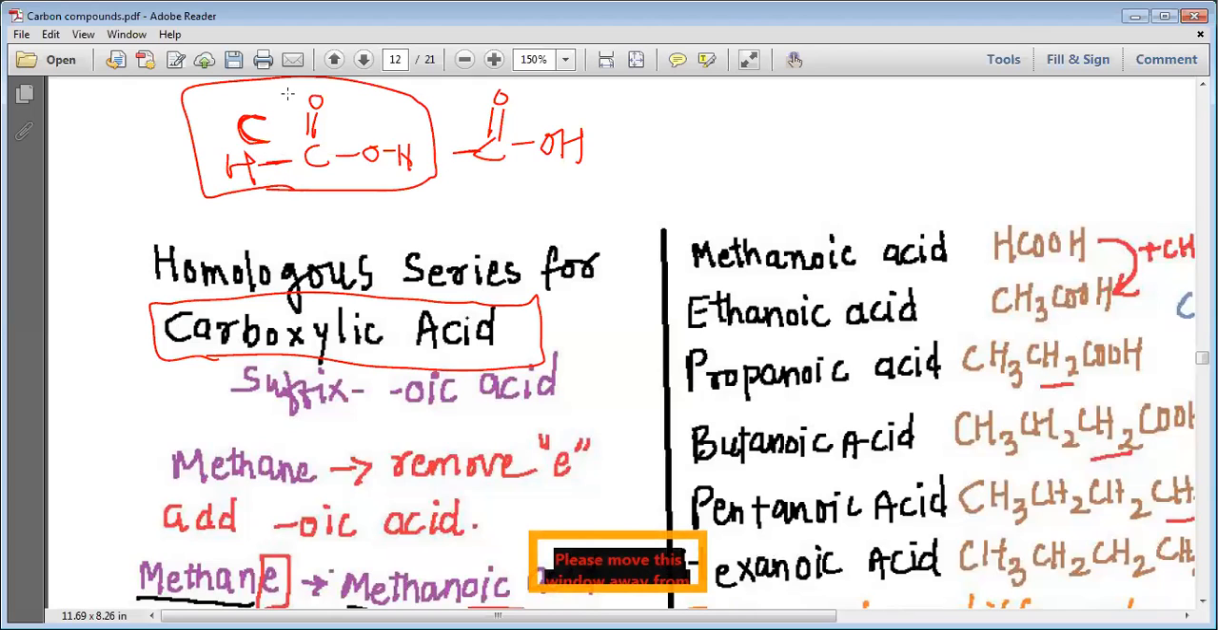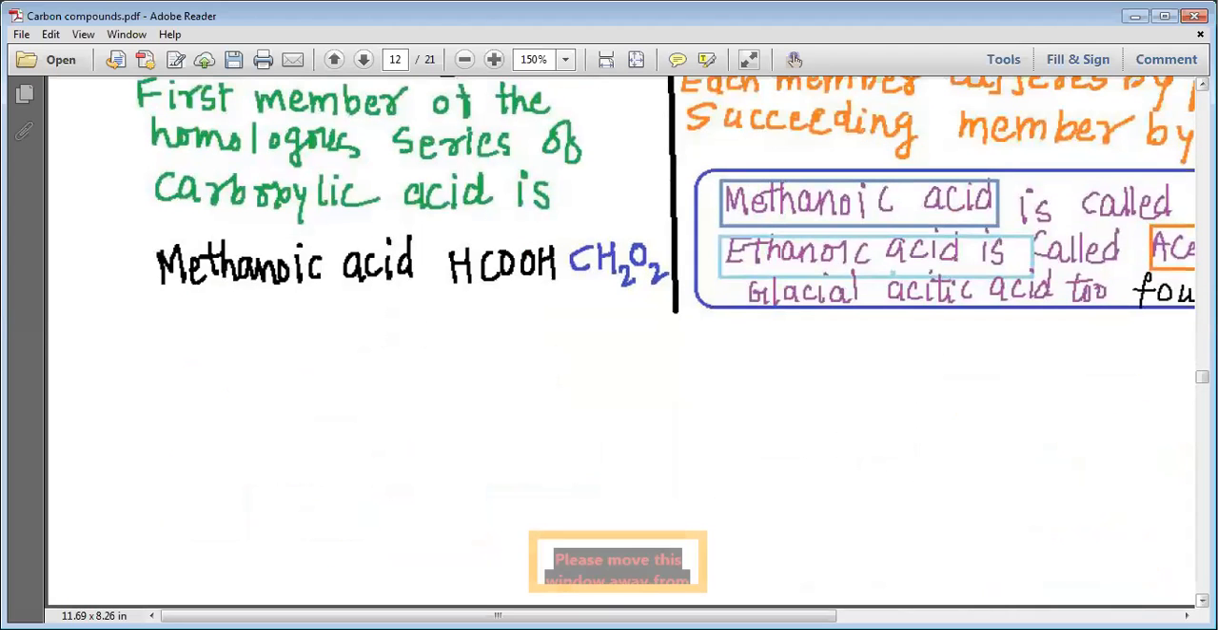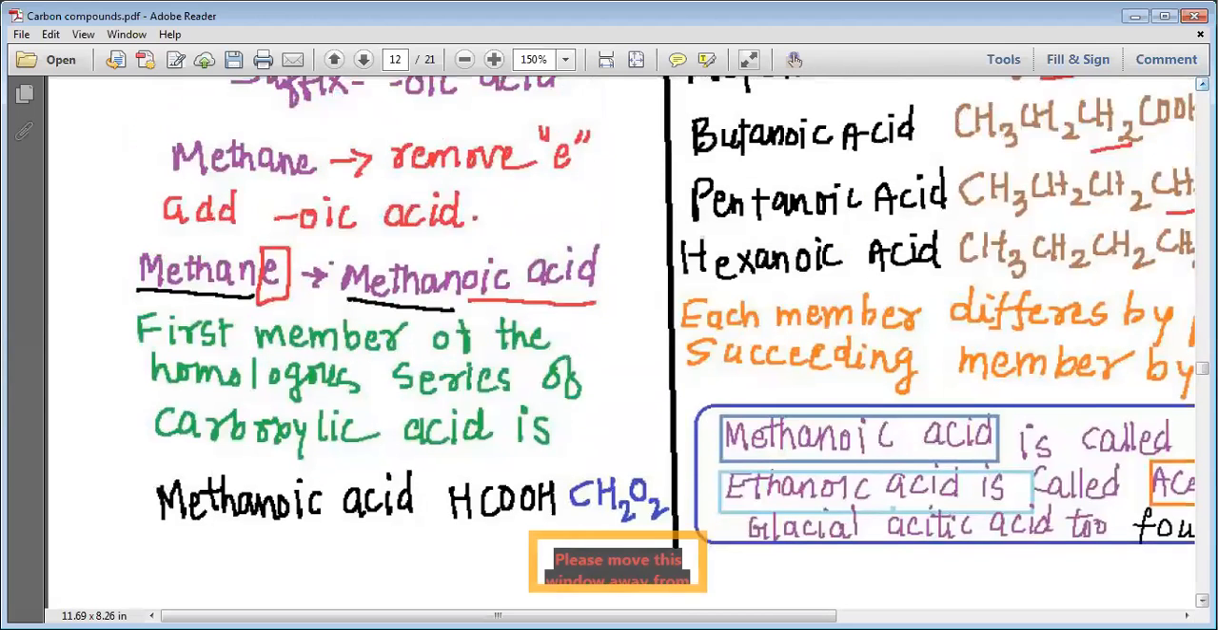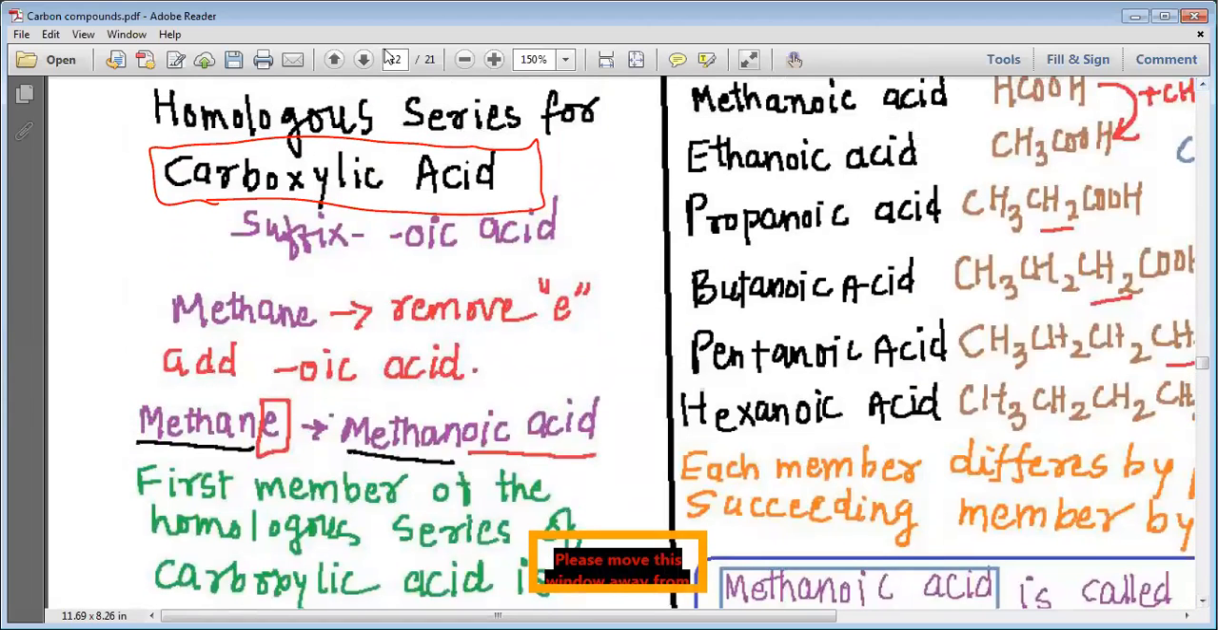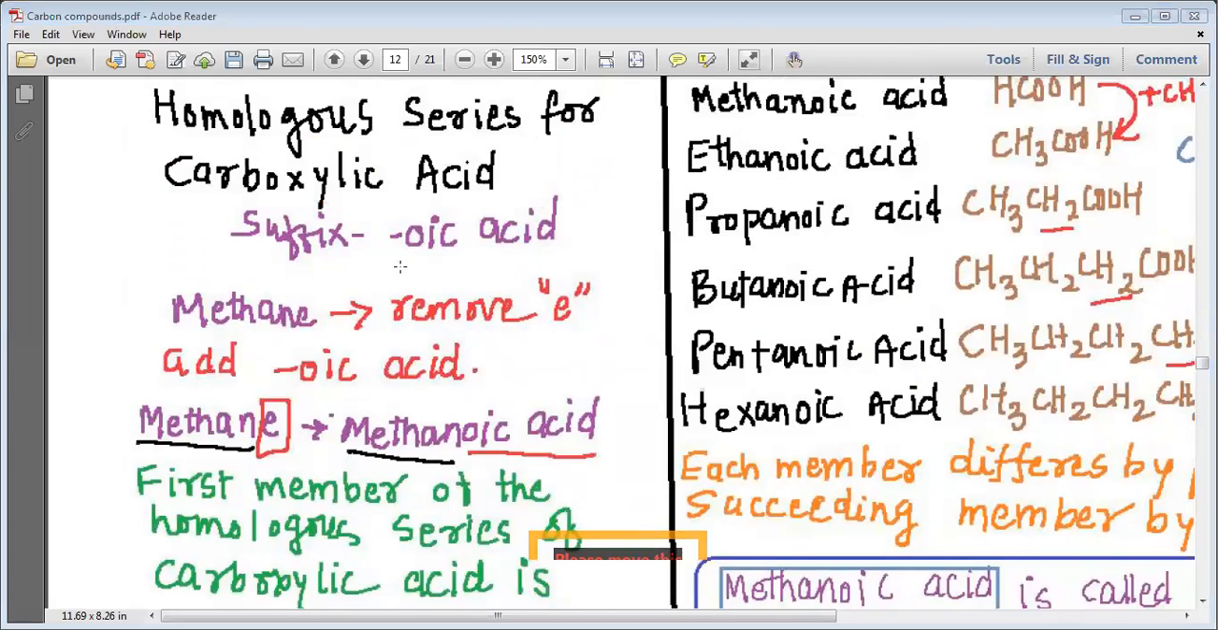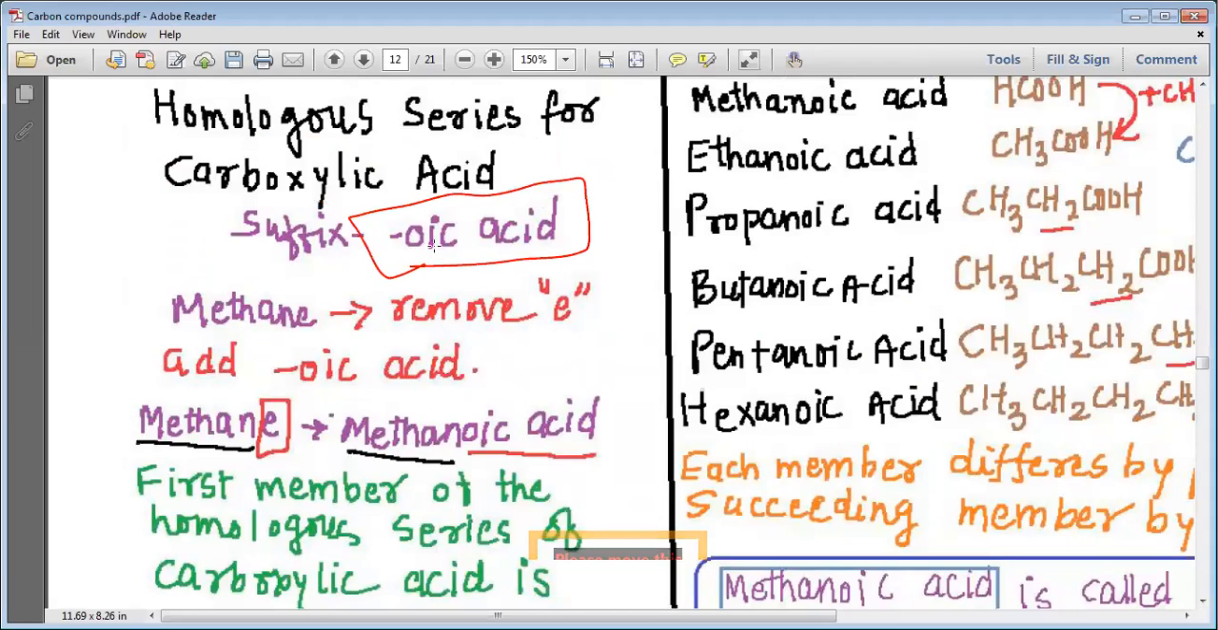So, my dear students, this carboxylic acid functional group can also be made with a single carbon, and that is why the first member of the carboxylic acid series is also having a single carbon. So let us understand this, the homologous series for the hydrocarbon. But remember that the homologous series for hydrocarbon can also be started with the single carbon. Now, my dear students, the suffix for this carboxylic acid is oic acid.